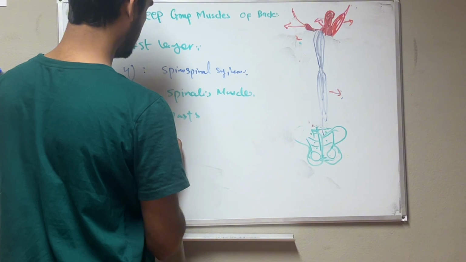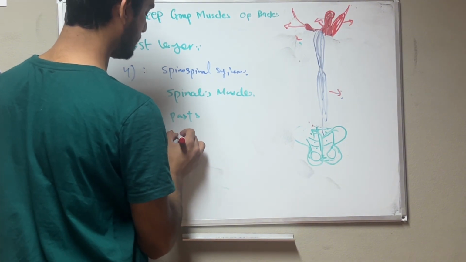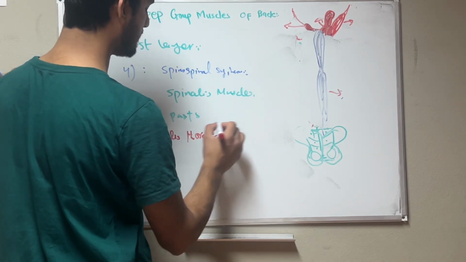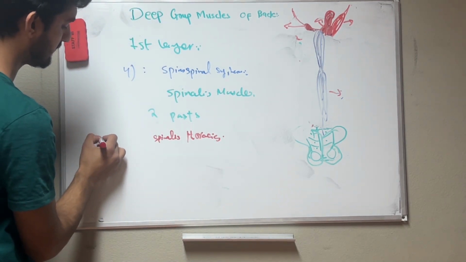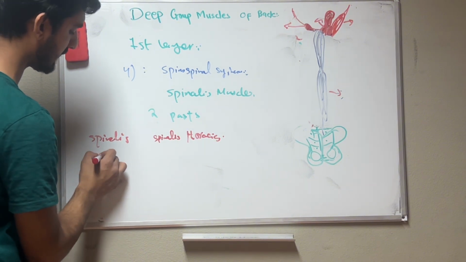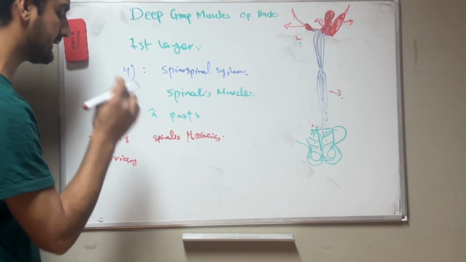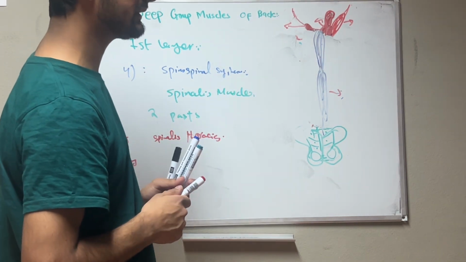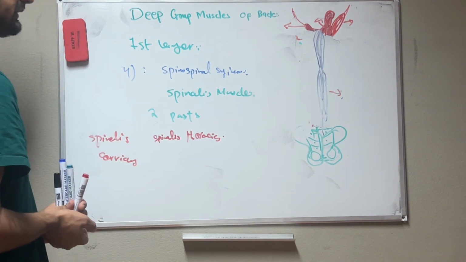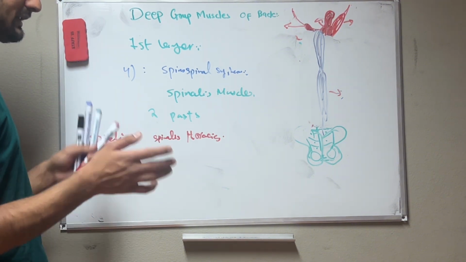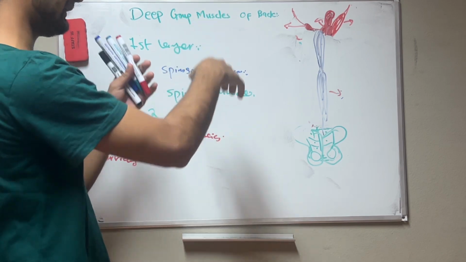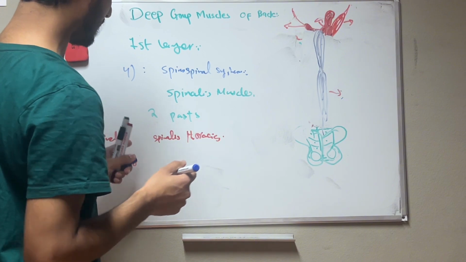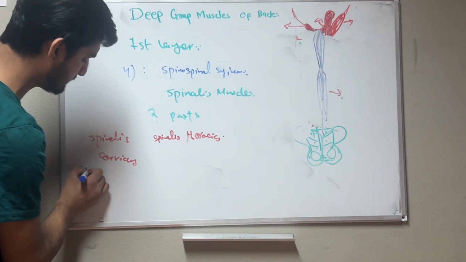This part is called spinalis thoracis, and the first one is spinalis cervicis, because it is in the cervical region, and in the thoracic region we have spinalis thoracis. These are the spinospinal system, because they originate from the spine process of the lower vertebra and are inserted into the spine process of the upper vertebra. Now, what is the origin of the spinalis cervicis muscle?